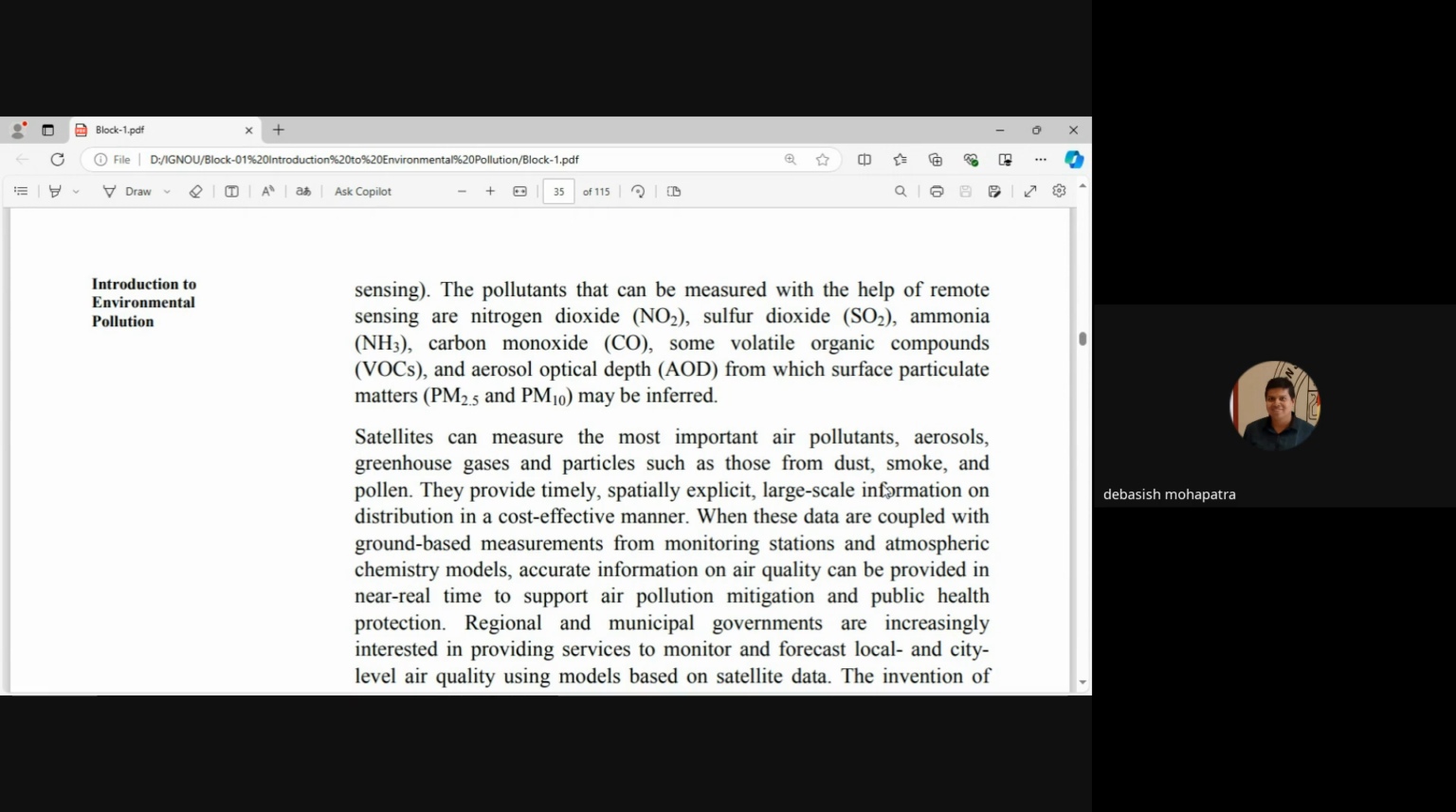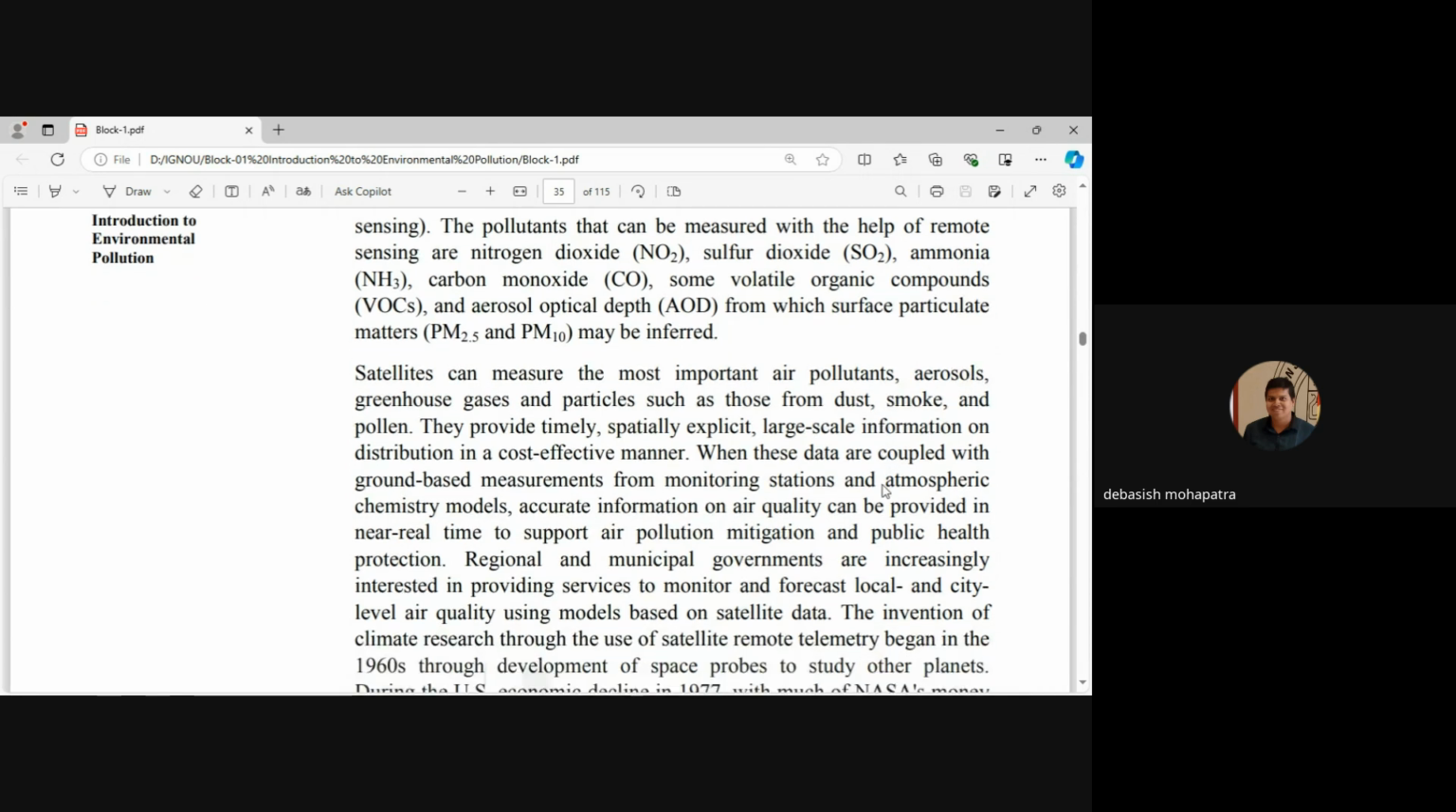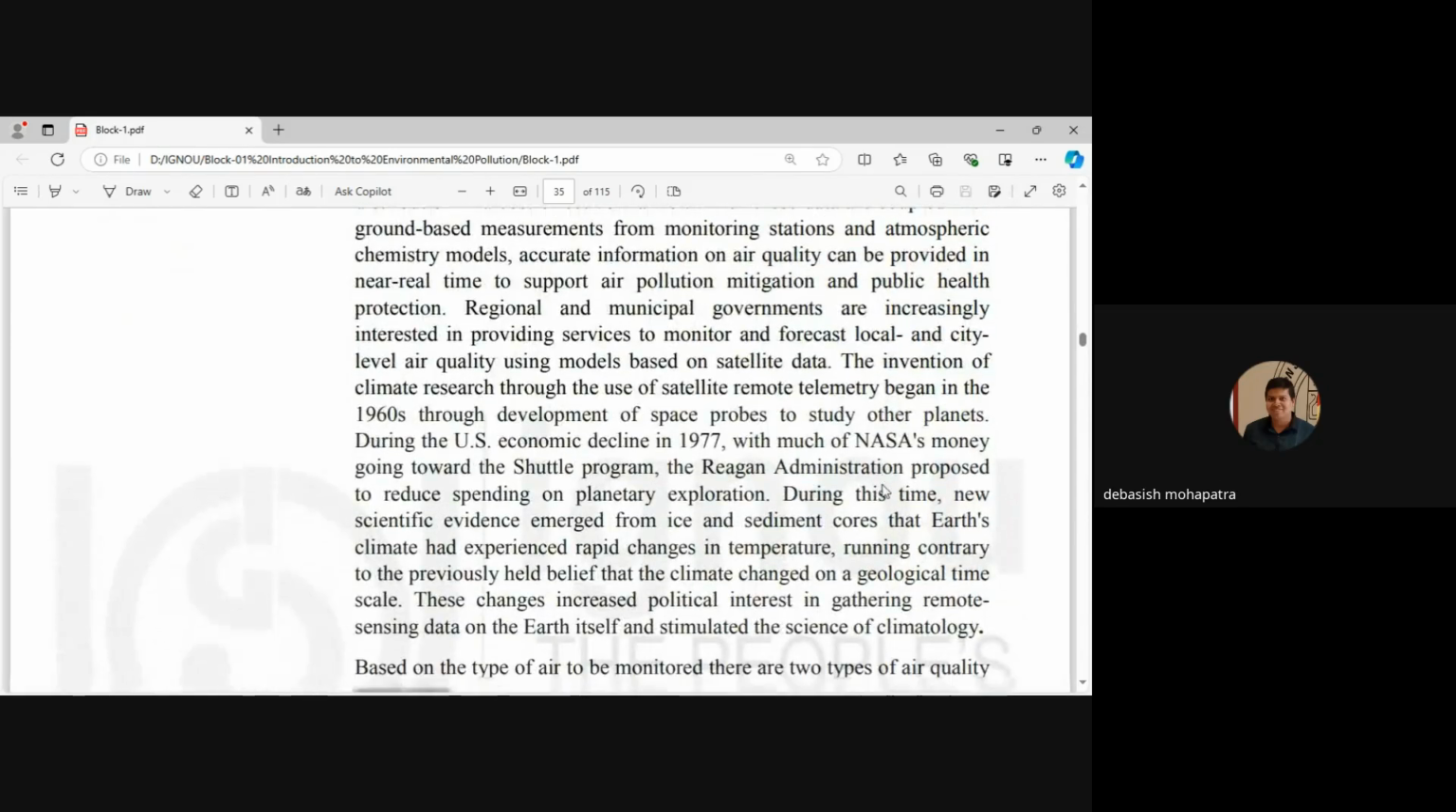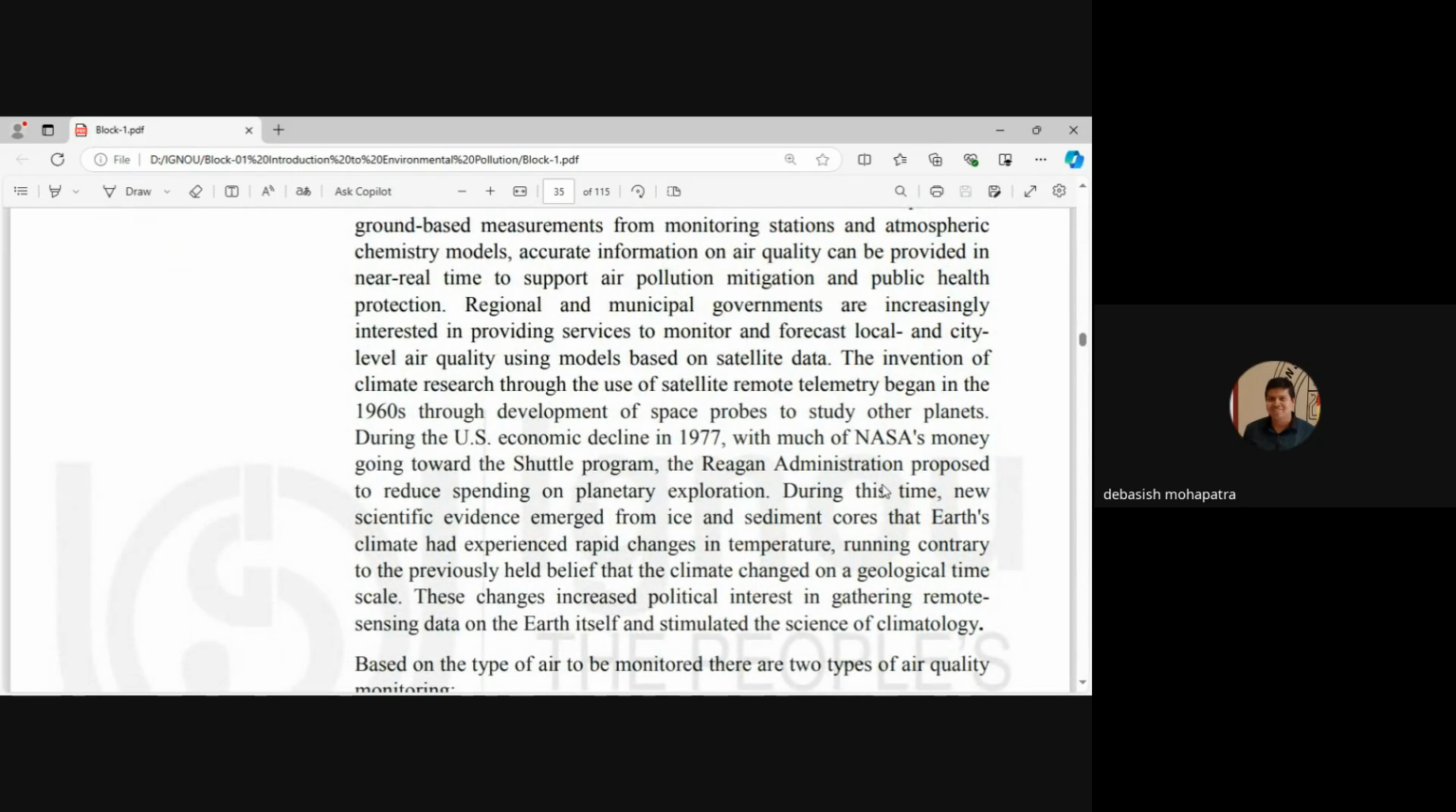Regional and municipal governments are increasingly interested in providing services to monitor and forecast local and city level air quality using models based on satellite data. The inventions of climate research through the use of satellite remote telemetry began in the 1960s through development of space probes to study other planets. During the US economic decline in 1977, with much of NASA's money going towards the shuttle program, the Reagan administration proposed to reduce spending on planetary exploration.